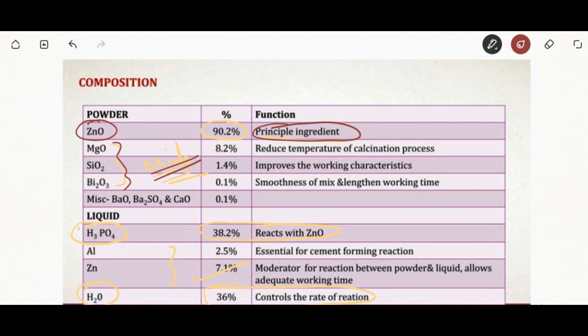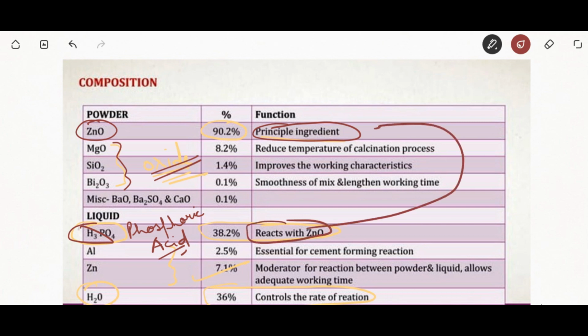Magnesium oxide and other oxides are present, like bismuth trioxide, calcium oxide, barium oxide. What is the liquid in the zinc phosphate? It is phosphoric acid and water. The purpose of phosphoric acid is to react with the zinc oxide, whereas the water controls the rate of reaction. It has aluminium phosphate, or sometimes zinc phosphate, that acts as a buffer to reduce the rate of reaction.